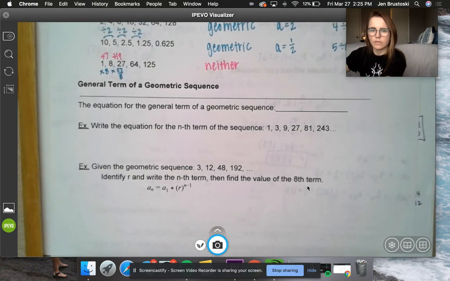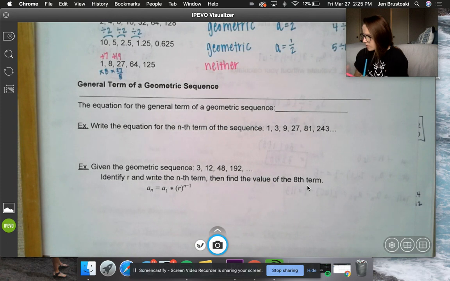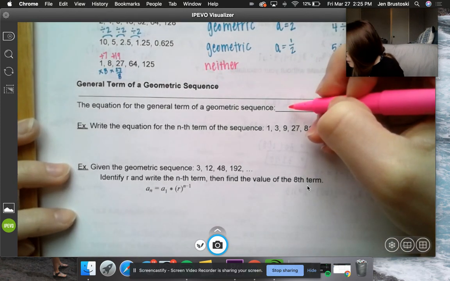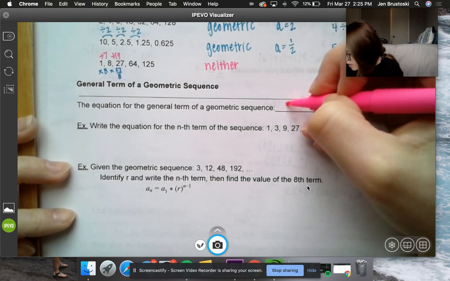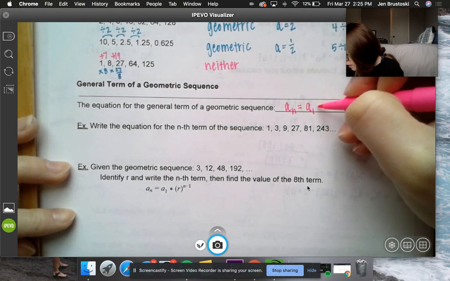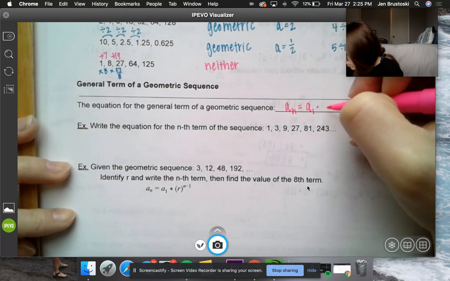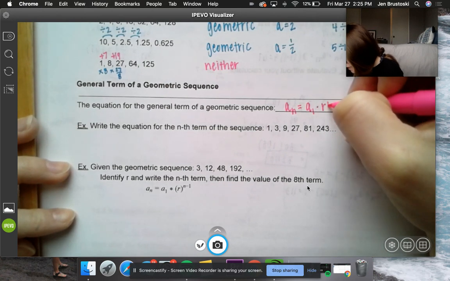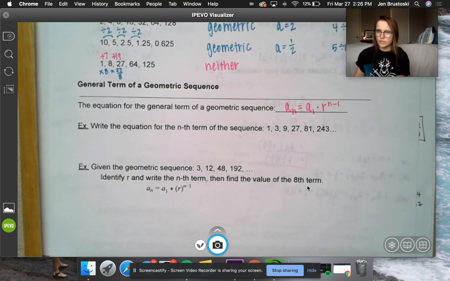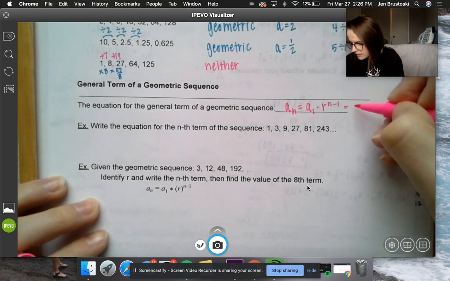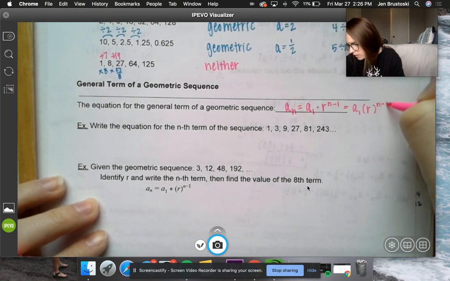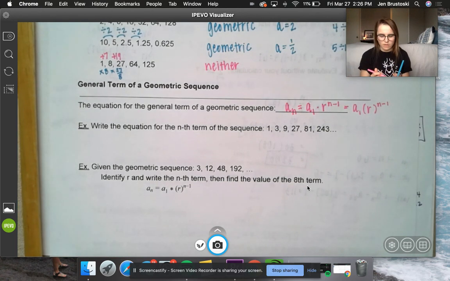Zoom out so you can see the whole thing here. Okay, so here's our equation. For the nth term of a geometric sequence, we have a sub n equals a sub 1 times r to the n minus 1. Of course, you can write that a different way. You can write it with parentheses if you want to. Note that those mean the same thing.